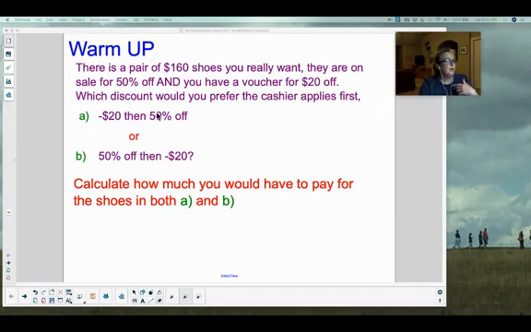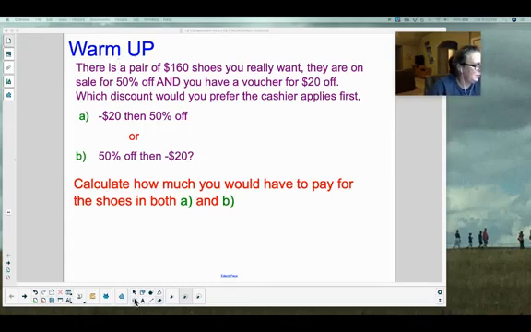So I want you to work out whether it matters if you take $20 off and then take the 50% off, or if you take 50% off and then take $20 off that. Work out the two amounts you'd pay depending on which order you do them in, and come back to me in 3, 2, 1. So let's pretend these are two functions.